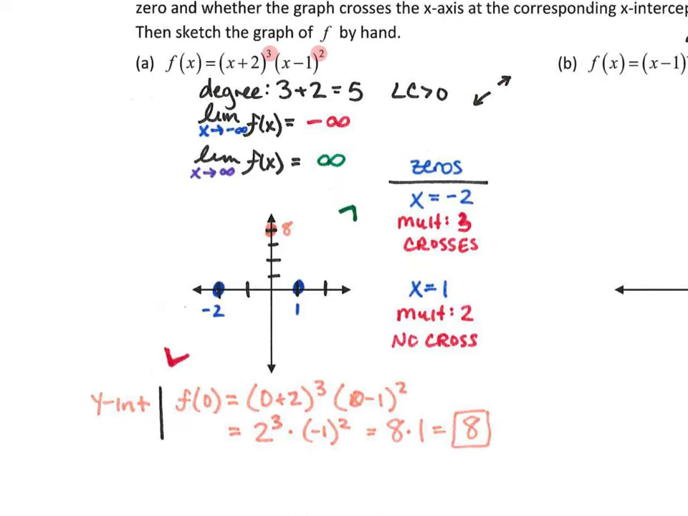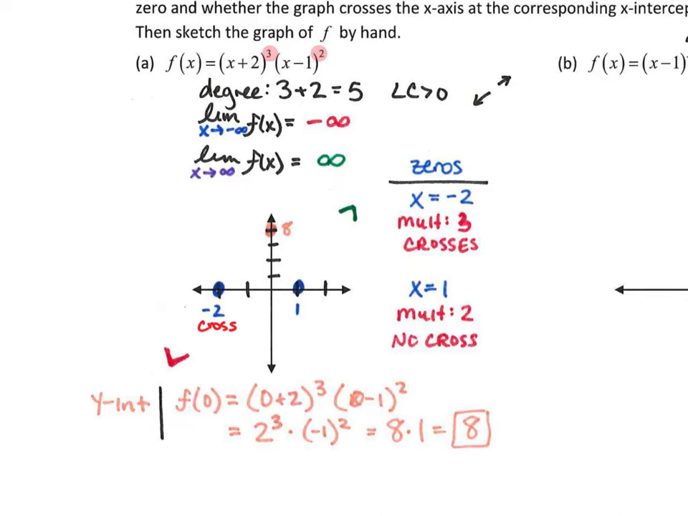Since it's already factored, I can take each of these factors and set them equal to 0 and solve. This would give me x equal to -2, and this would give me x equal to 1. Now the multiplicity of -2 is 3, and since that's an odd number, we know we're going to be able to cross the x-axis at that point. So let's go ahead and write that in as something extra here. So at -2, we're going to be able to cross the axis. These are just notes for ourselves here.